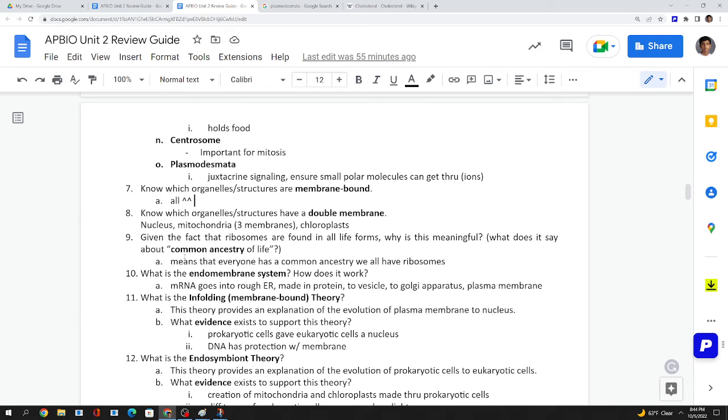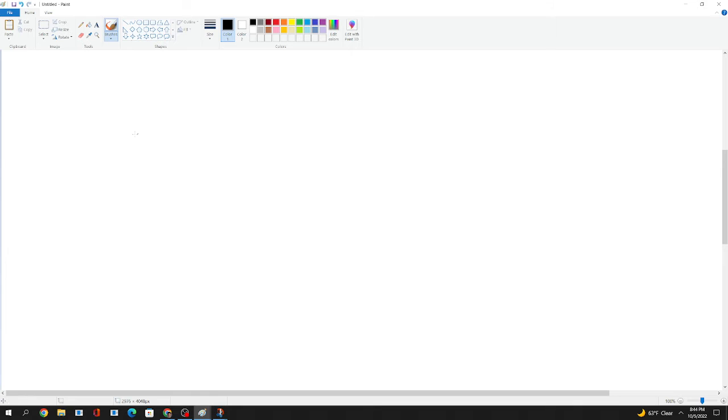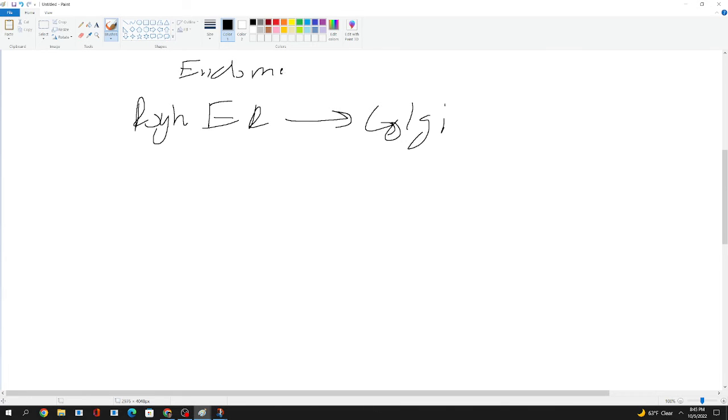What is the endomembrane system? Bingo, this is super important. The endomembrane system, if you remember how I said that the rough ER goes to the Golgi, right? Well, this is kind of like a system that works together, like a factory machine, right? So the endomembrane system is super important. They're called endomembranes because all these organelles have membranes.